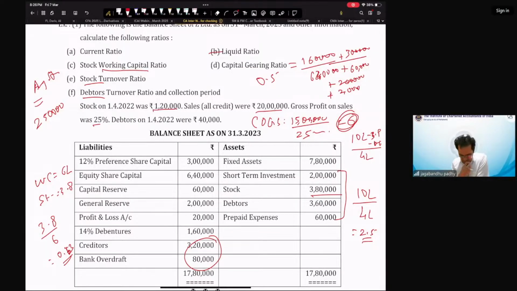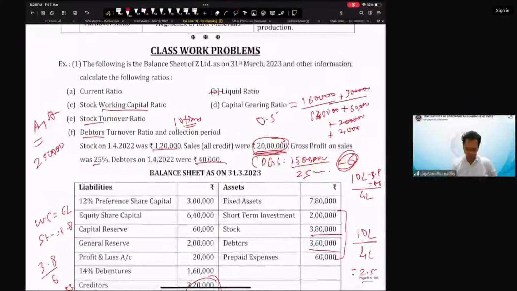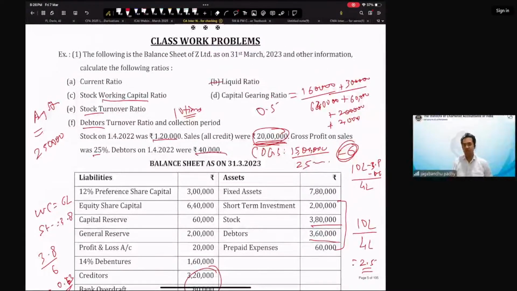Can you tell me what is the debtors turnover? Debtors turnover, we know the sales is 20 lakhs and average debtors will be 3,60,000 plus 40,000, which is 4 lakh, divided by 2, so this is 2 lakh. 20 lakh divided by 2 lakh. So debtors turnover is 10 times.